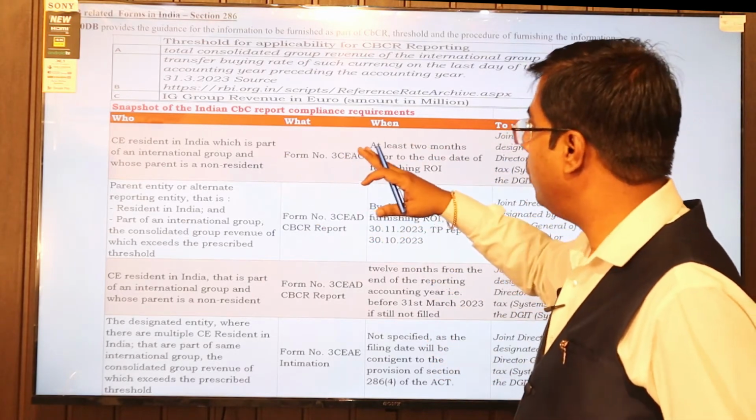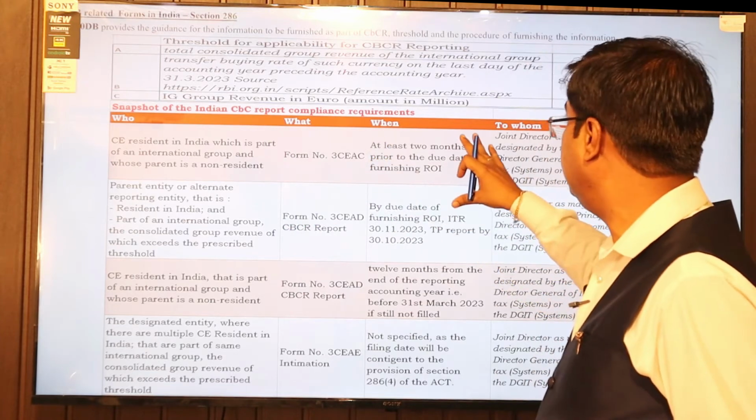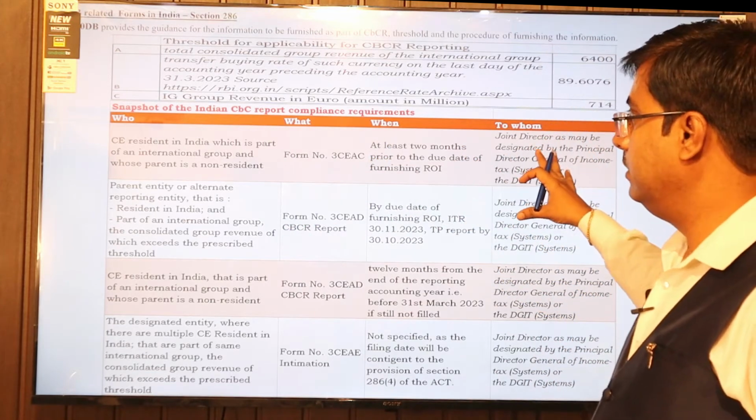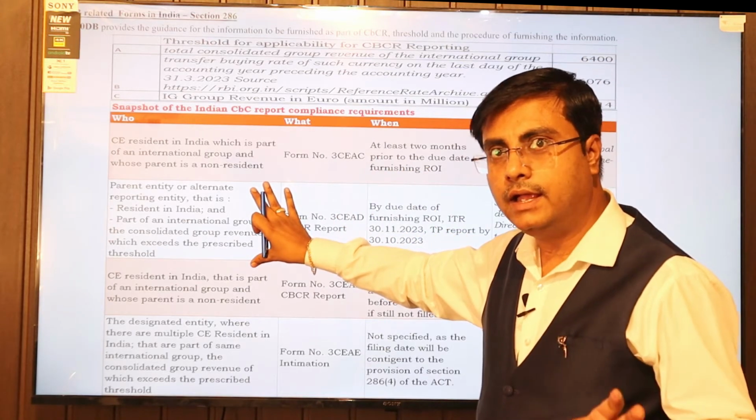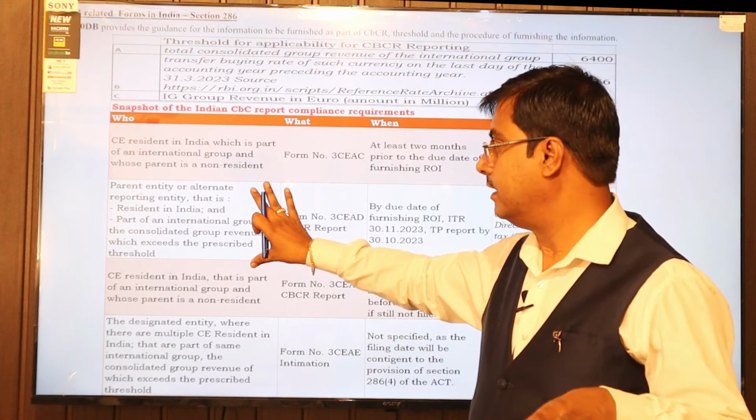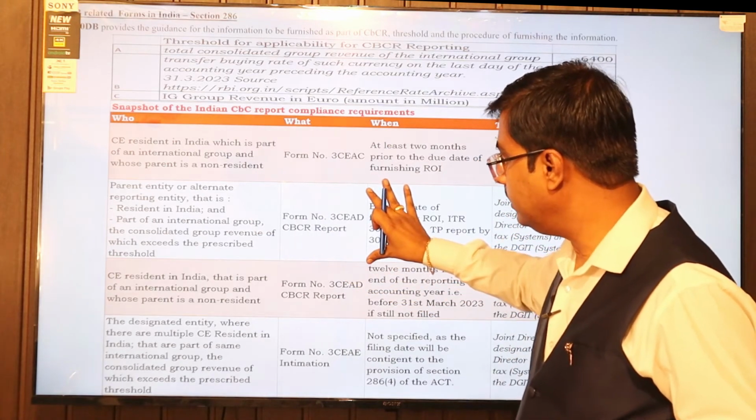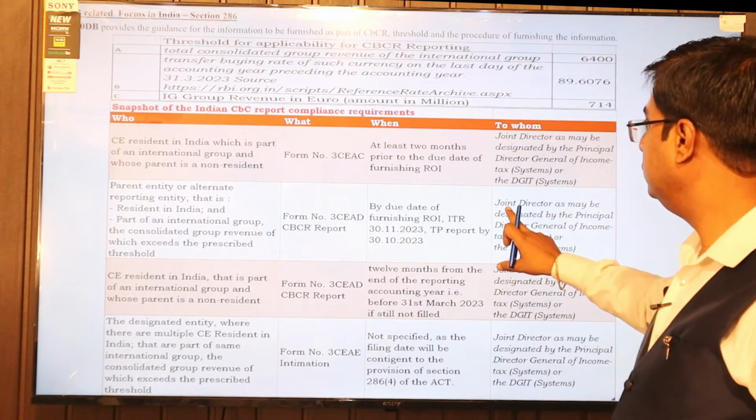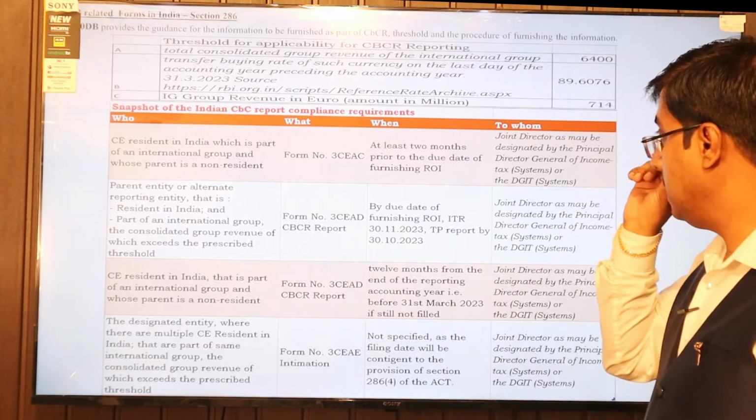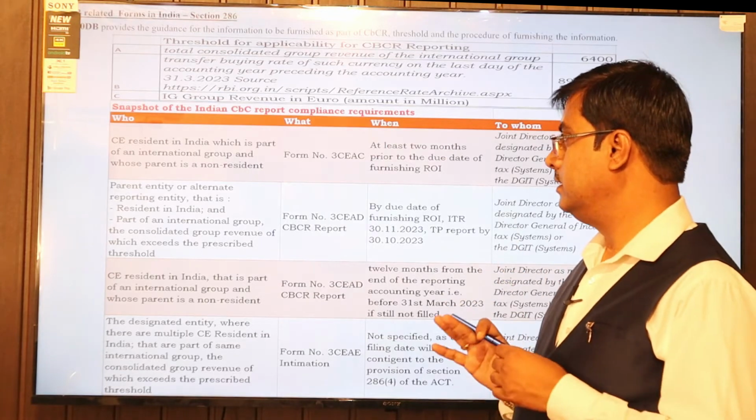Who has to file, what form has to be filed, when it is filed, and to whom it is filed. It is filed by your parent entity having Indian residency in Form 3CEAD by 30th November to the Joint Director or Director General of Income Tax, right?